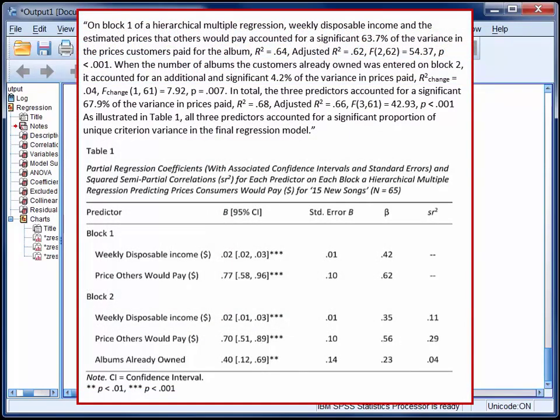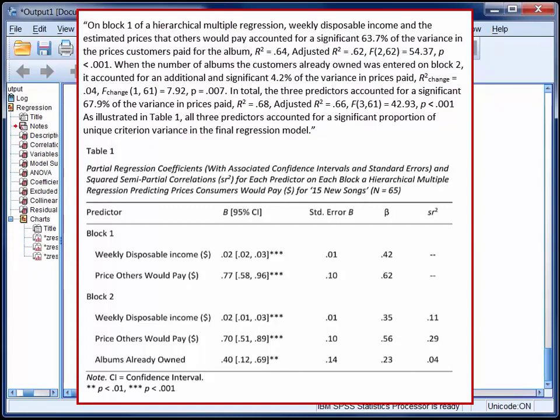So on block 1 of a hierarchical multiple regression, weekly disposable income and the estimated prices that others would pay accounted for a significant 63.7% of the variance in the prices customers paid for the album. When the number of albums the customer already owned was entered on block 2, it accounted for an additional and significant 4.2% of the variance in prices paid. In total, the 3 predictors accounted for a significant 67.9% of the variance in prices paid.